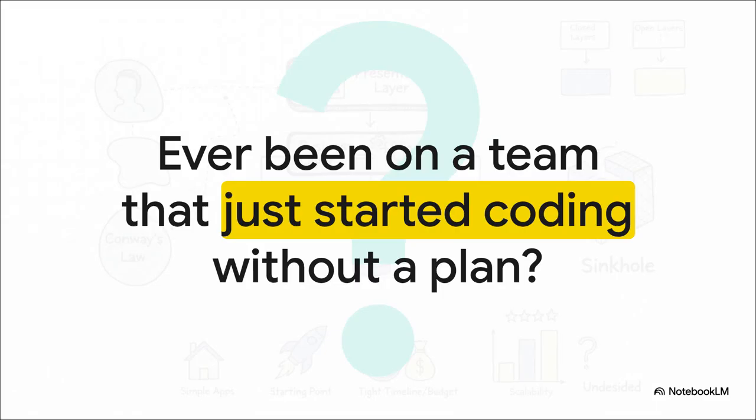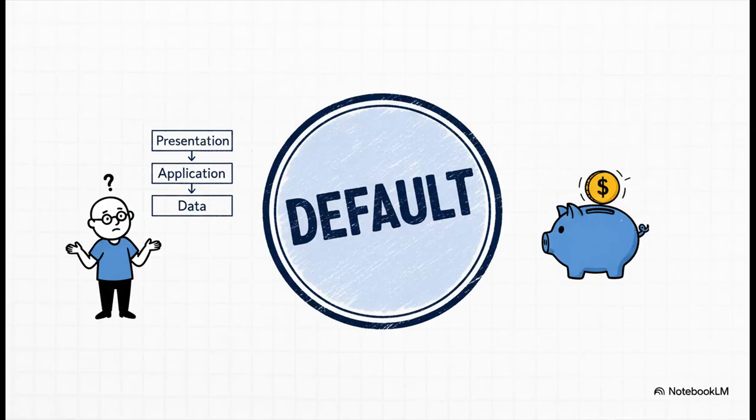So, really picture this for a second. You're on a brand new project. The whole team is super eager to get going, and everyone just starts writing code. There's no big architectural blueprint, no long, drawn out design meeting. You're just building. Does that sound familiar at all? I'm guessing it does. Well, if that scenario rings a bell, then congratulations. You've most likely built a layered architecture.